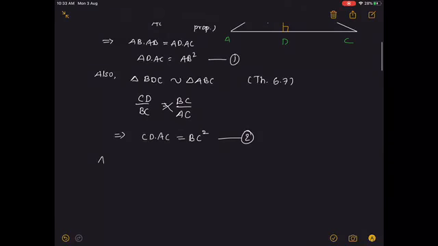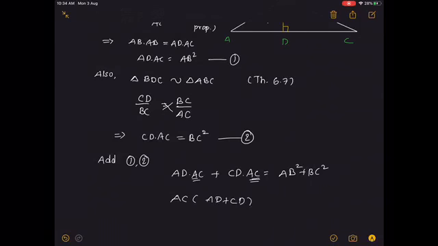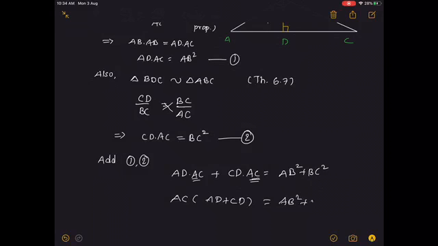Now add 1 and 2. So what it will become? AD into AC plus CD into AC is equal to AB square plus BC square. Now in this AC is common, you take it out. AC into AD plus CD is equal to AB square plus BC square. Now if you notice from the diagram, AD plus DC is equal to total AC. So replace that value, is equal to AB square plus BC square.